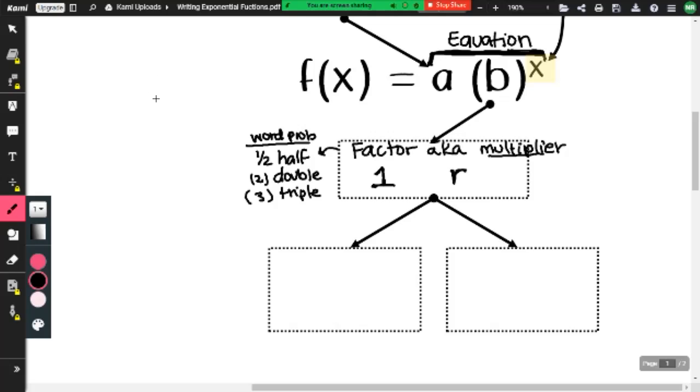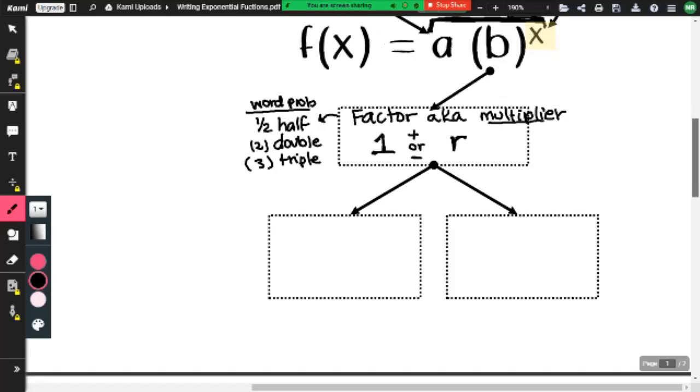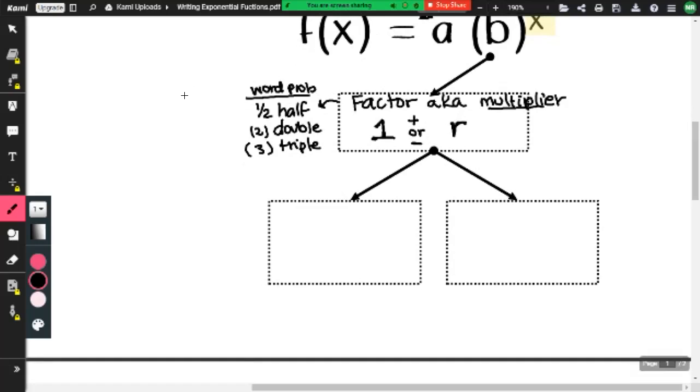If all you're given is half, double, triple, you don't have to worry about this little formula right here. But if you're given a percent type number, then you do have to worry about it. It's 1 plus or minus R. R meaning the rate, and we'll also write that down.